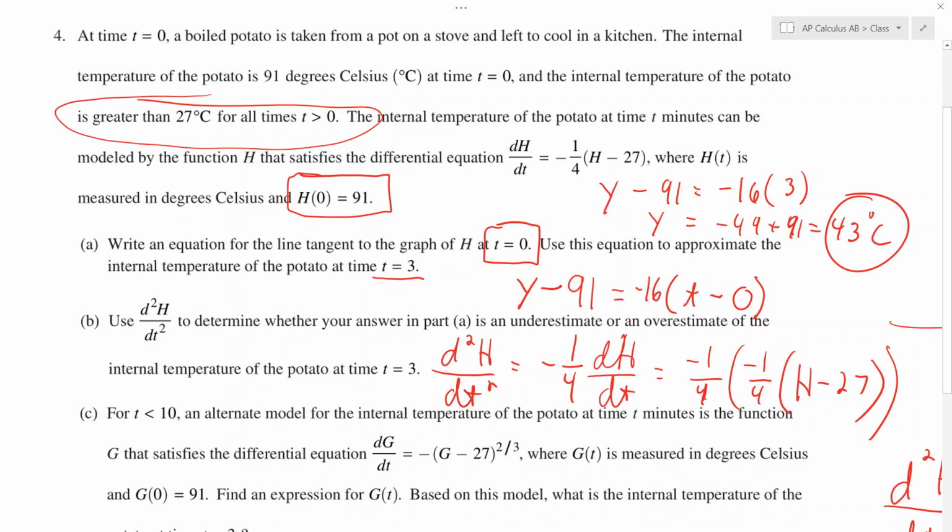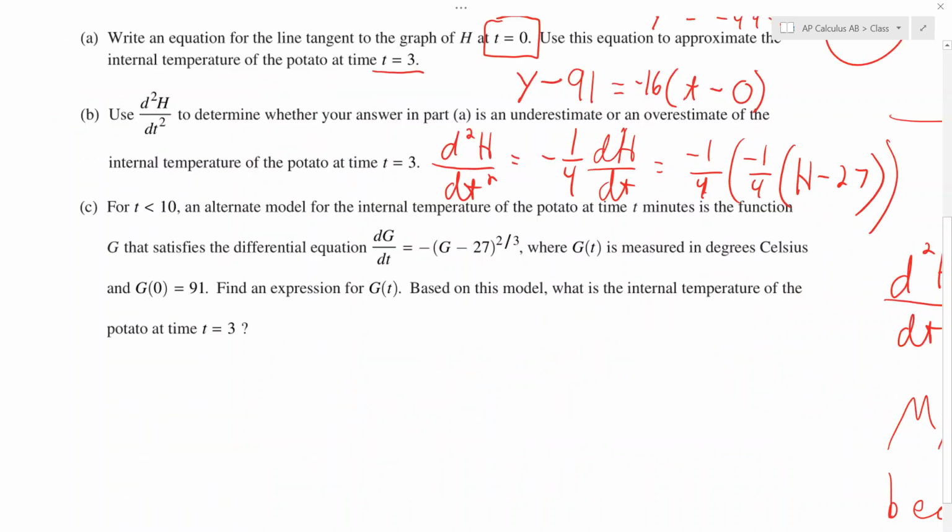Huh? 91 is pretty hot. Yeah, it's close to boiling. All right? But if you had a potato in boiling water and you took it out, it's going to be close to boiling temperature, right? I mean, it doesn't mean the potato is going to boil. I don't know what temperature a potato boils at.